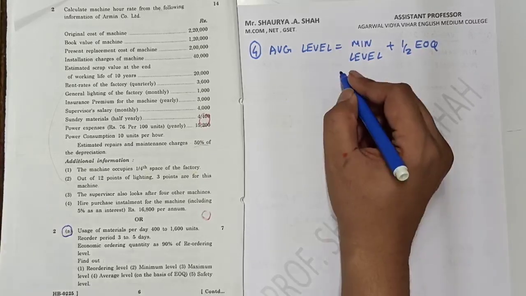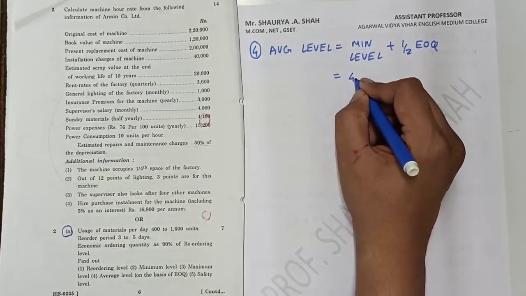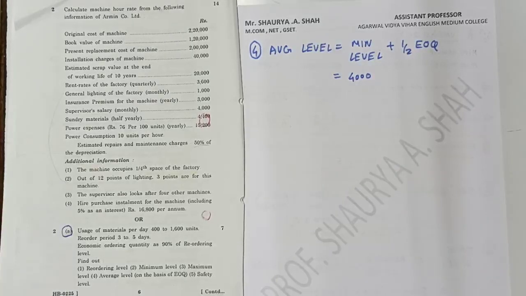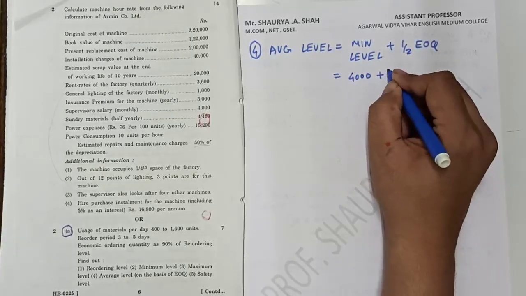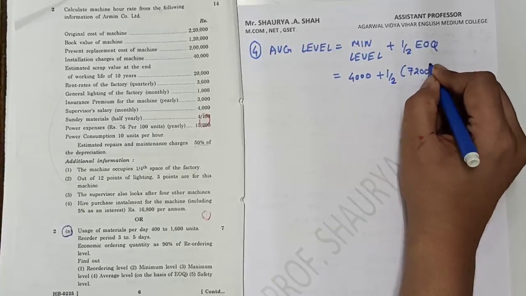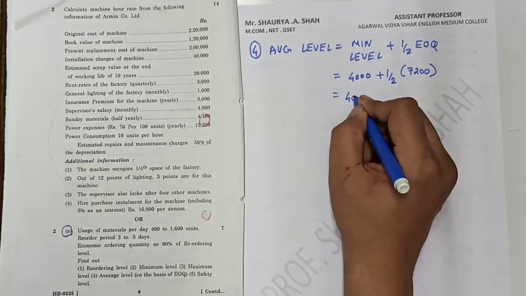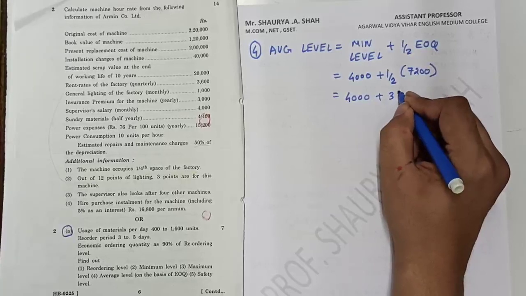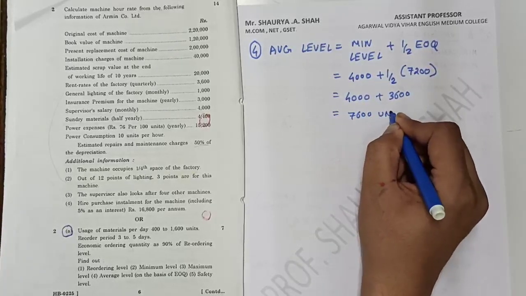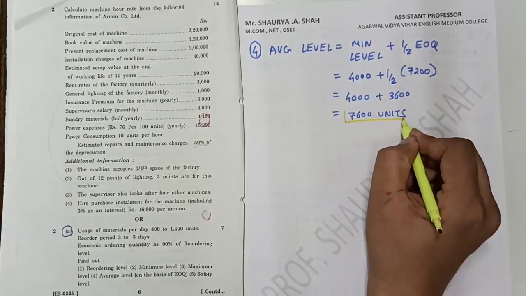Fine. So what is minimum level, students? Minimum level, just now we found it out, that is 4000. The answer of your second equation. 4000 units plus half EOQ again we found it out, 90% of 8000, that is 7200. If I found out, then it is 4000 plus 3600 gives me the answer of 7600 units, right? This is my average level which is required.